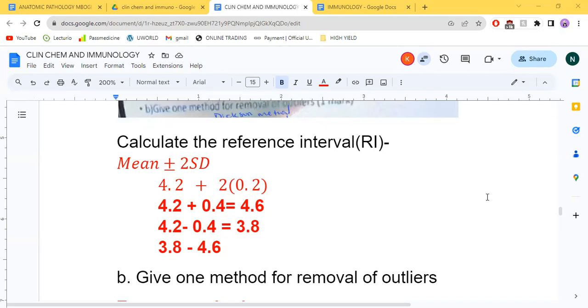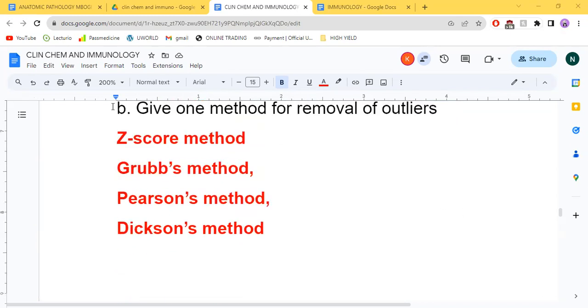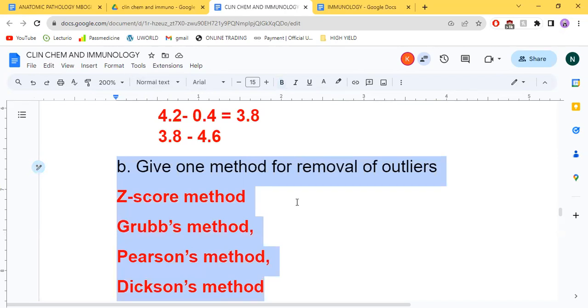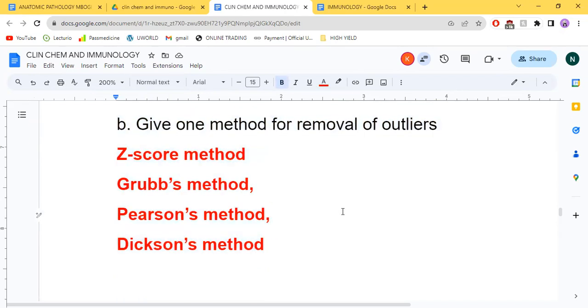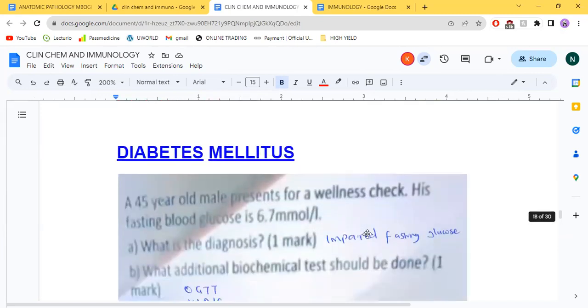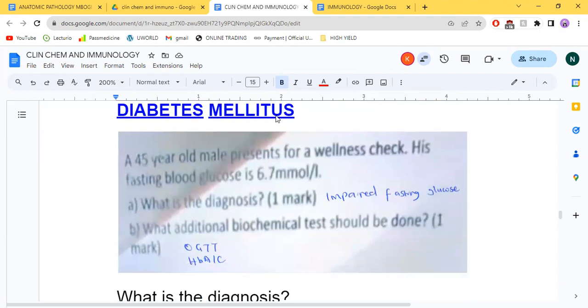Name one method for removing of outliers. Who has an idea? Pearson's method, yes. Dixon's. So we have the z-score method, Grubbs method, Pearson's method, and the Dixon's method. I think we can call it a day, and then we start from there. What do you guys think? Oh, we do this next question. Let's do this next question on diabetes, and then we'll call it a day.